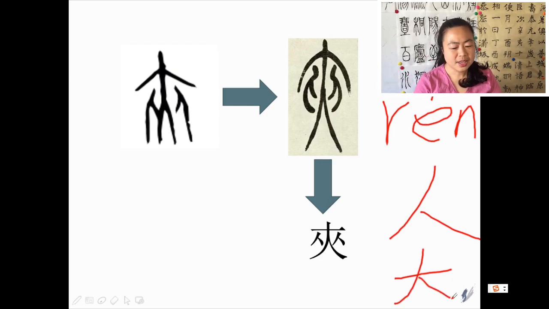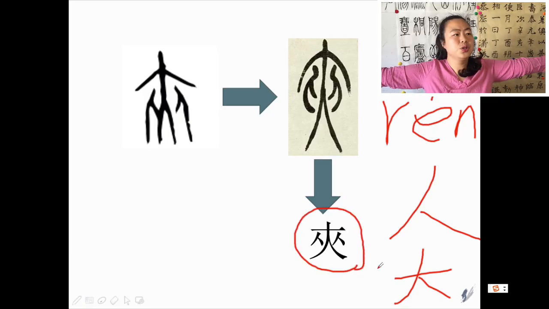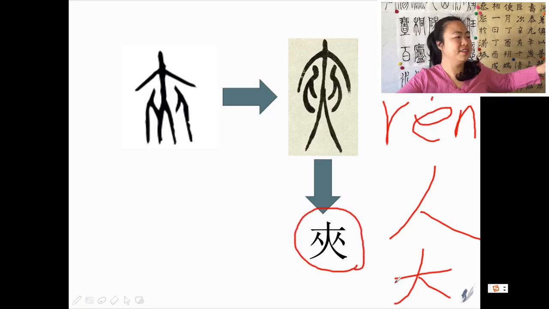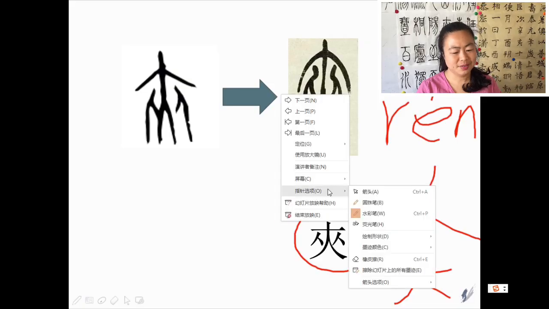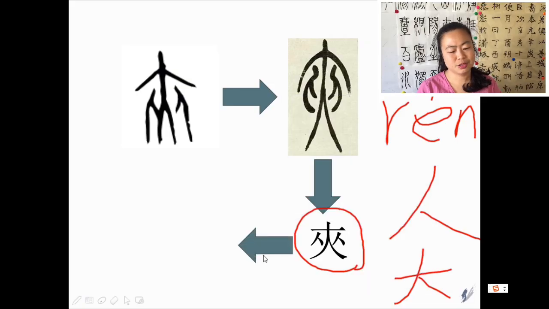So basically, in the traditional character, this is combined with a person like this, and then two people, but just two people. It doesn't really show pushing, right? And when it comes to the simplified character, it's simplified to this, which makes it more difficult for us to remember the meaning. But that is how our language developed.